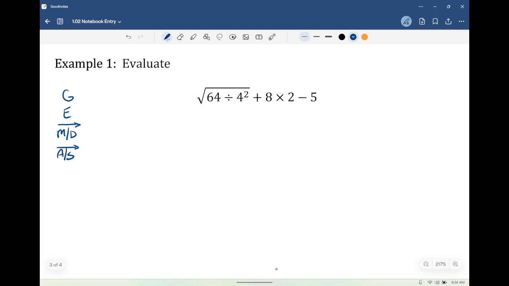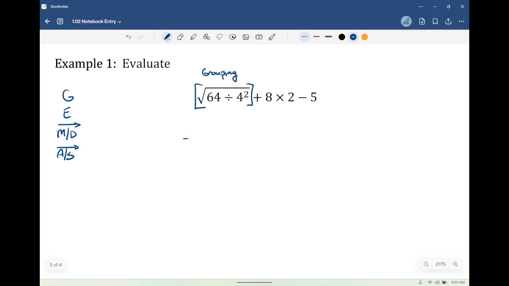Okay, G, groupings. Taking a look, especially based on what we just put, I see a square root symbol, right? I see a radical. I have this section right here, which is my grouping. Which means I have to deal with that section first. That needs to be the first thing I do. Okay, well, inside of that, I have 64 divided by 4 squared. Okay, I have division, and I have an exponent. I know that, again, if I go back and look, I need to do my exponents before my division.